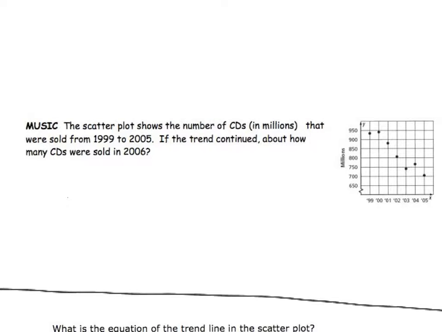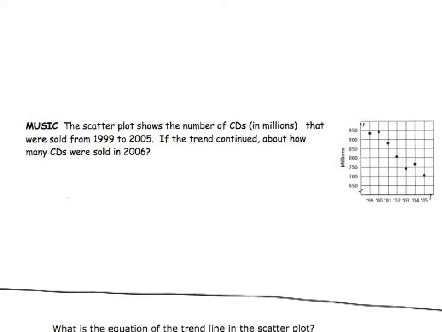So we're going to start out with the first problem, which is this one right here. So I'm going to draw a line. Okay, so let's just read this problem out. The scatter plot shows the number of CDs that were sold from 1999 to 2005. If the trend continued, about how many CDs were sold in 2006?